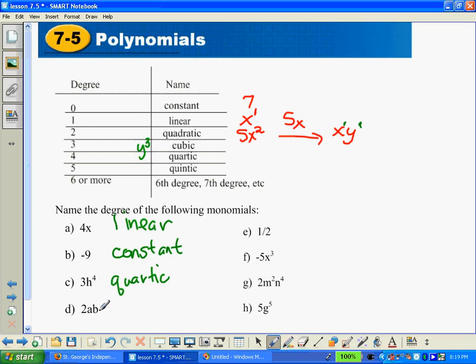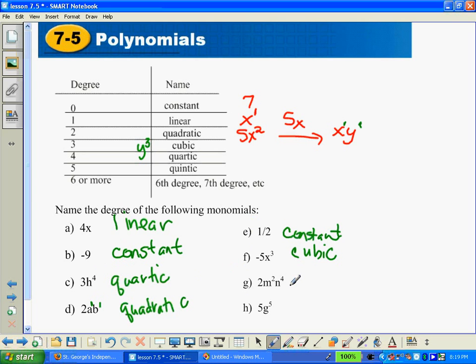Alright, figure out what the degrees of E through H are. E is a constant. F is a cubic. Now G, we have a degree 2 and a degree 4. Add those together, you get 6, so this is 6 degrees. And H is quintic. That should be a Q right there.